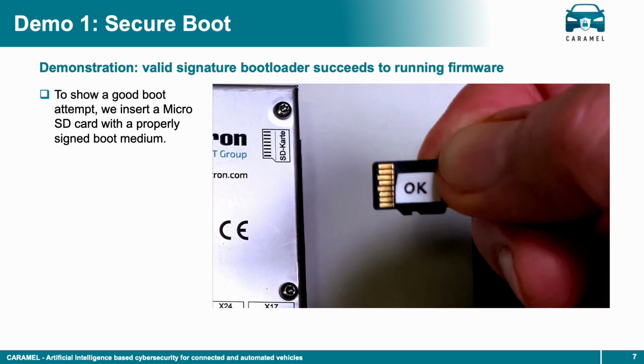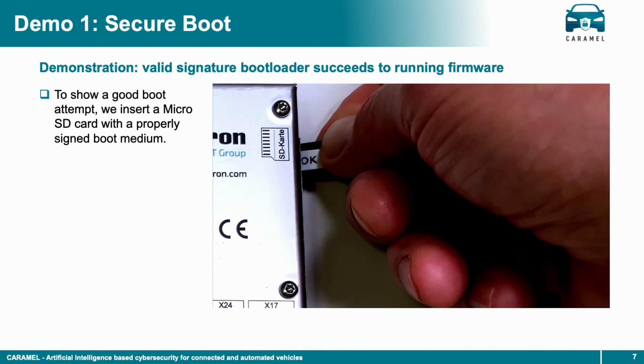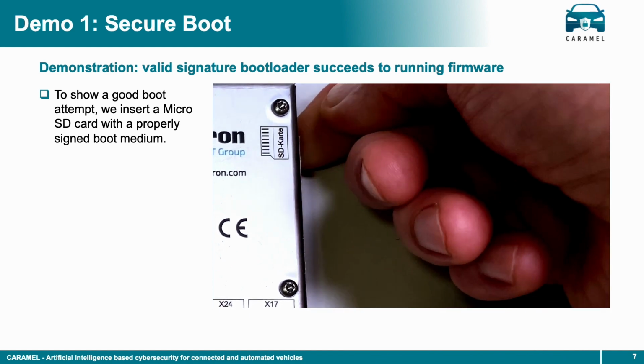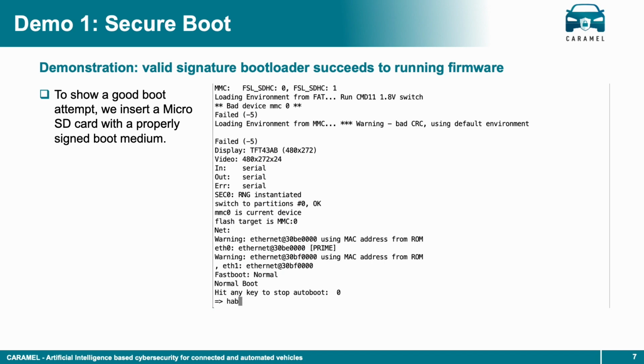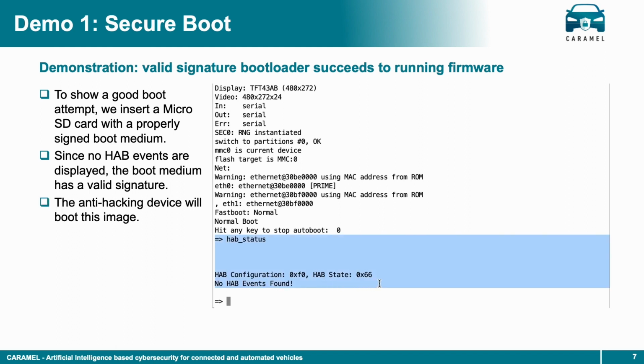To show a good boot attempt, we insert a micro SD card with a properly signed boot medium. Again, we manually interrupt the boot process. Since no HAB events are displayed, the boot medium has a valid signature. The anti-hacking device will boot this image.